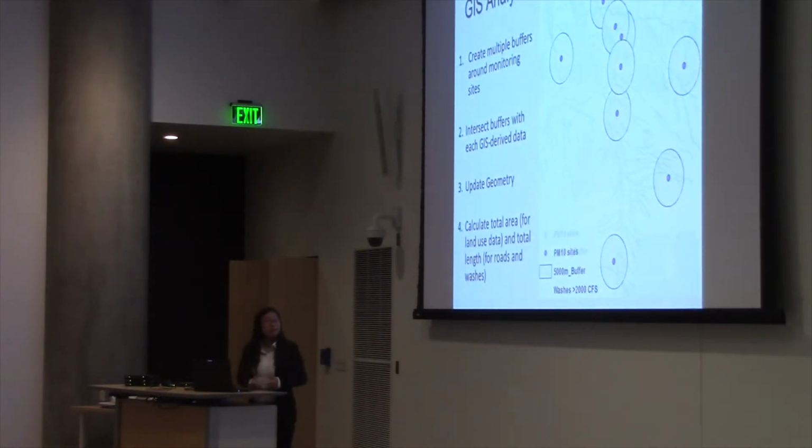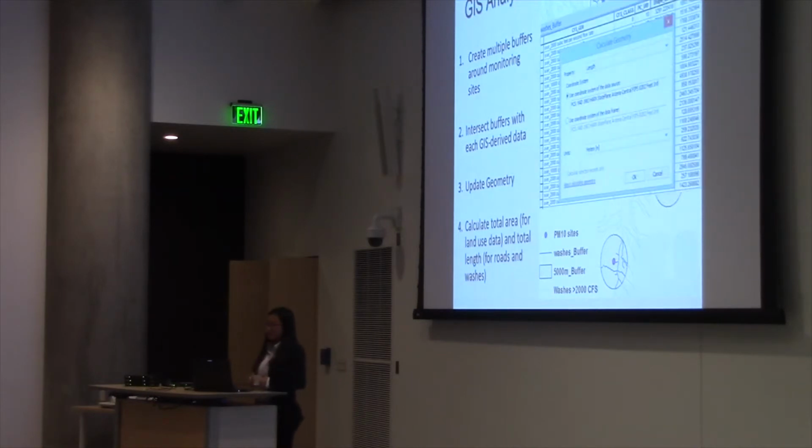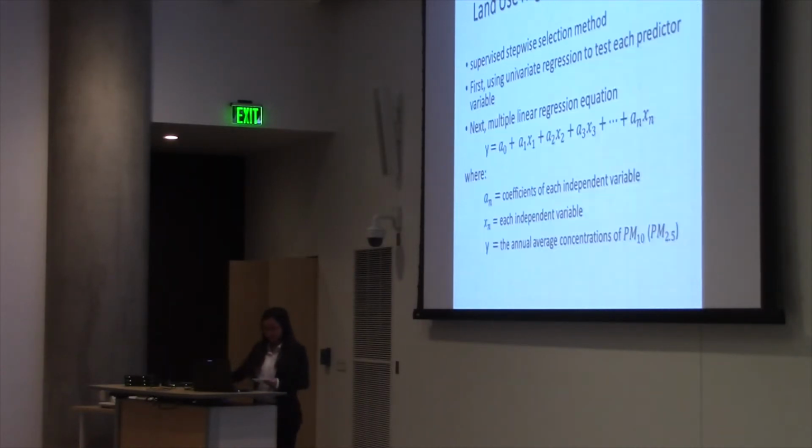The GIS analysis mainly goes through 4 steps. First, create multiple buffers around monitoring sites. Then intersect buffers with each GIS-derived data and update geometry. Finally, calculate total area for land use data or total length for roads and washes. After recording all data in an Excel table, I can start to run the land use regression model in SPSS. A supervised stepwise selection method is used in this study.